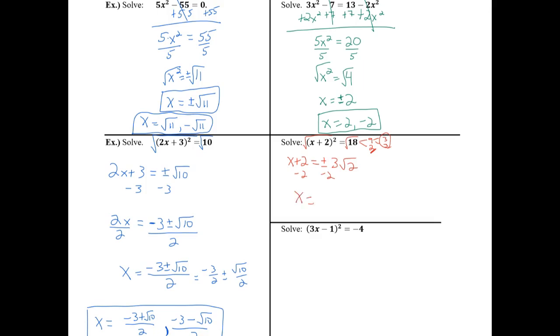And again, that plus and minus only goes with the 3 square root of 2. And notice when the 3 comes out, it's multiply. So these are stuck together here. It's not going to become 3 plus or minus the square root of 2. It's 3 times the square root of 2. So that plus and minus still stays out in front of that whole quantity here. And I'm subtracting 2 from both sides. And it's just going to stay negative 2 plus or minus 3 square root 2.